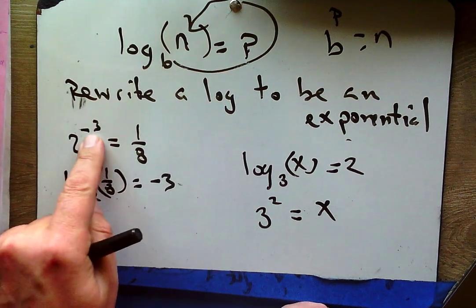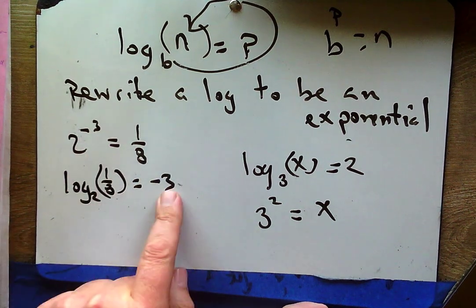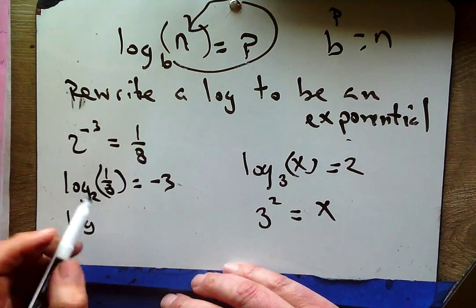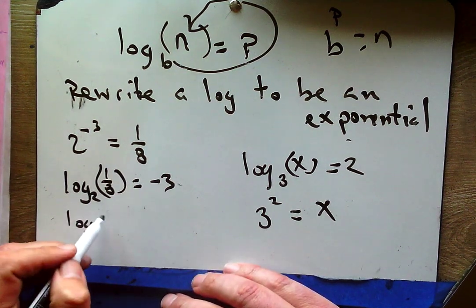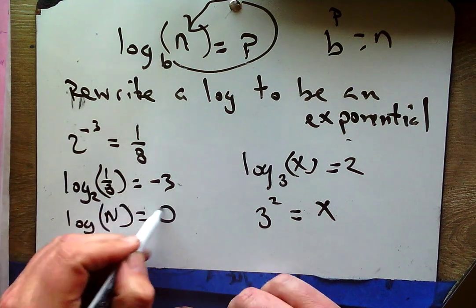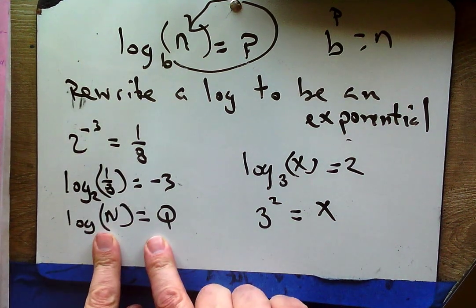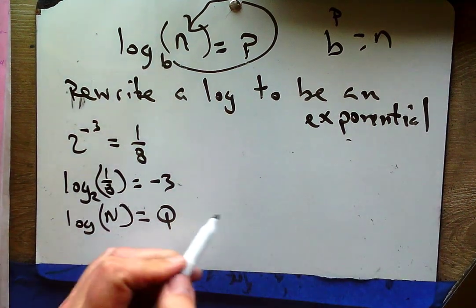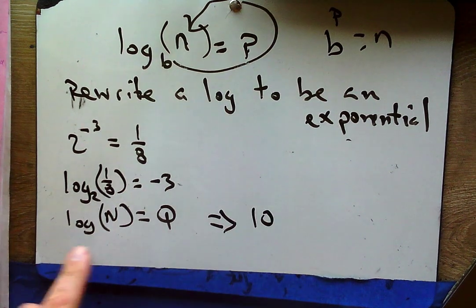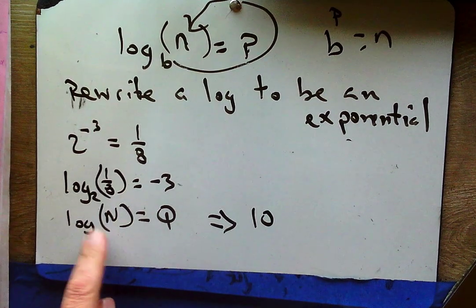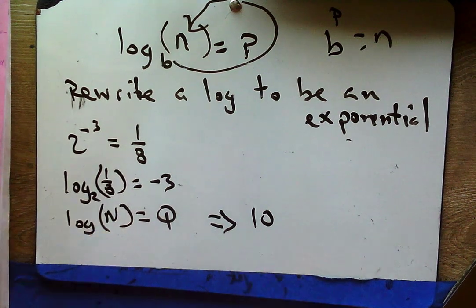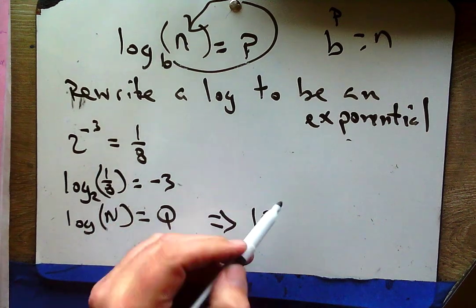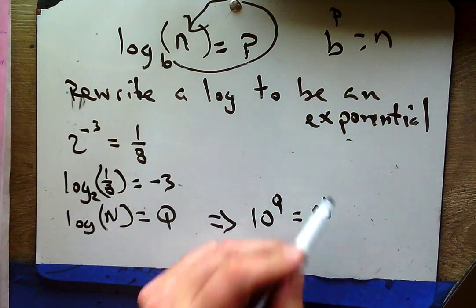Base, power, answer. But you should also be able to go from being given a log, log n equals q, and turn this log into an exponential expression. So what's my base here? That's right. The base here is 10 because this is a common log. There's no number, no base here. Therefore, our base is 10. So where do we go from there? Base, power, answer. 10 to the q equals n.